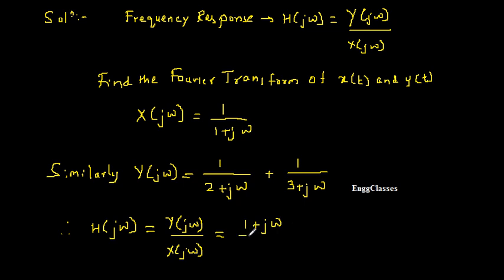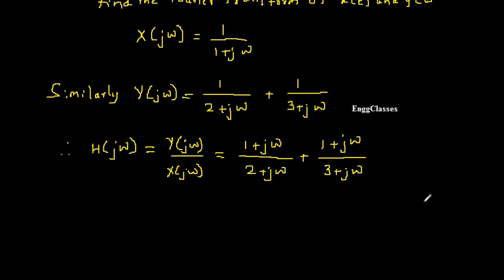I am going to get (1 plus jω) divided by (2 plus jω), plus (1 plus jω), again there in the numerator, divided by (3 plus jω). So now I got this. I need to simplify this further, making use of the partial fractions, and I have to reduce it to the standard form where I can apply inverse Fourier transform so that I can find the impulse response h of t. Is that okay?